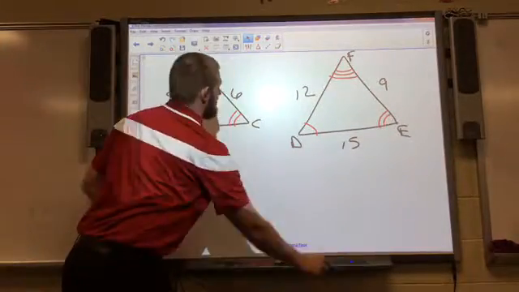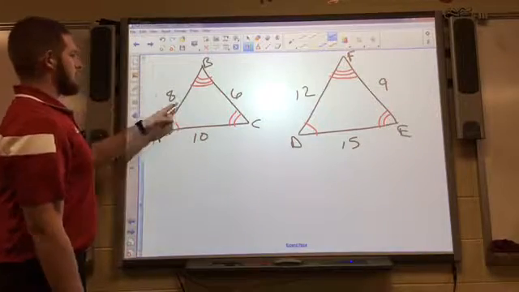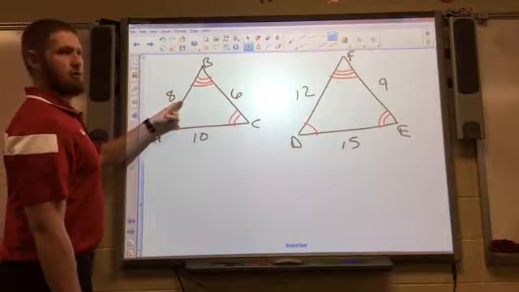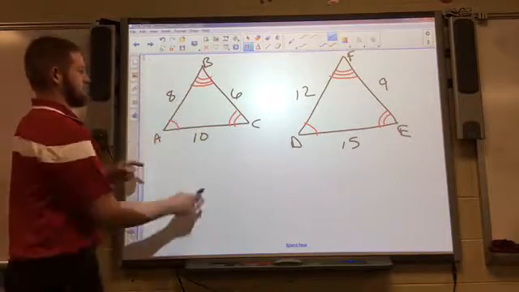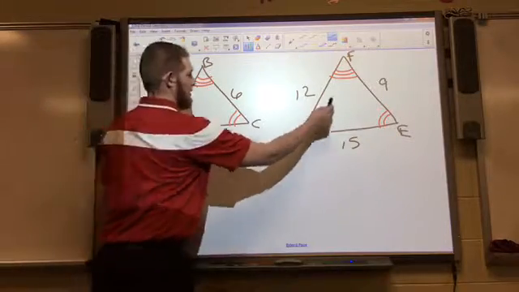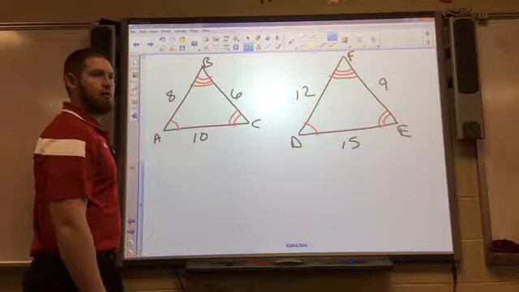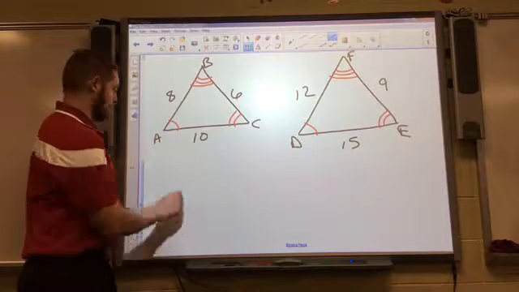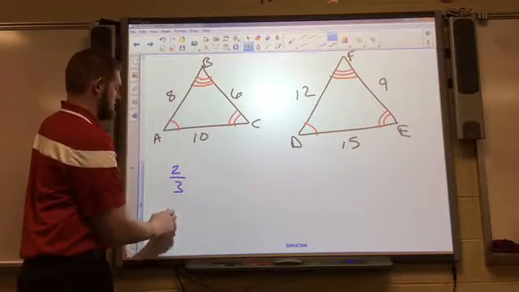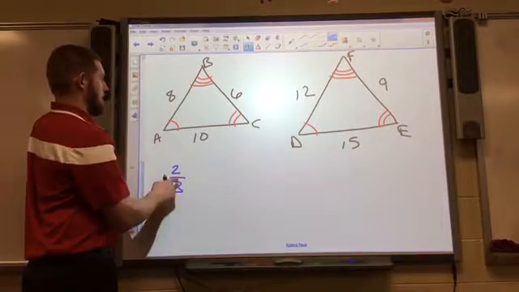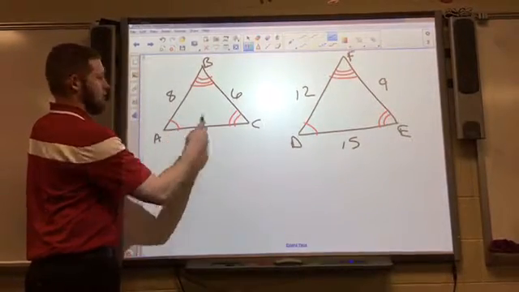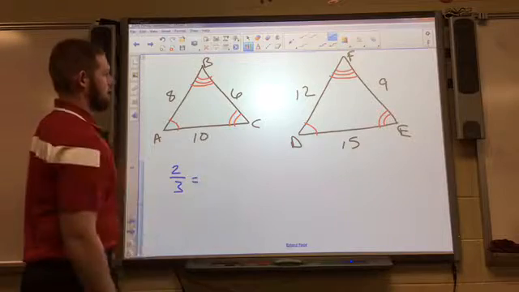So let's check our corresponding sides. 8 corresponds with what? 12, because there's one tick mark in 3, 1 and 3. So 8 over 12, and that reduces to what when I take a 4 out? 2 over 3. So AB over DF is 2 over 3.